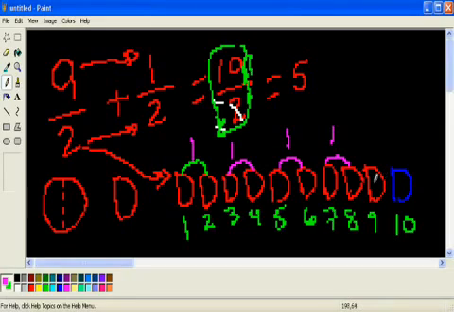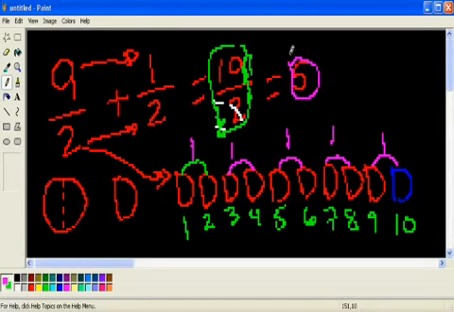And if I were to count up all my wholes, I would end up with 1 whole, 2 whole, 3 whole, 4 whole, and then 5 whole circles, which is indeed our answer when we solved it algebraically. Okay, so that is just a review.